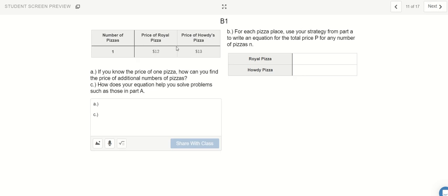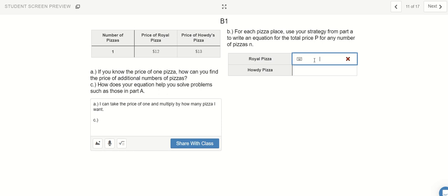So, if you know the price of one pizza, how can you figure out the price of additional pizzas? I can take the price of one and multiply by how many pizzas I want. So how can I write an equation where P is price, N is pizzas, and if I multiply the pizzas by how much it costs, I can get the price.